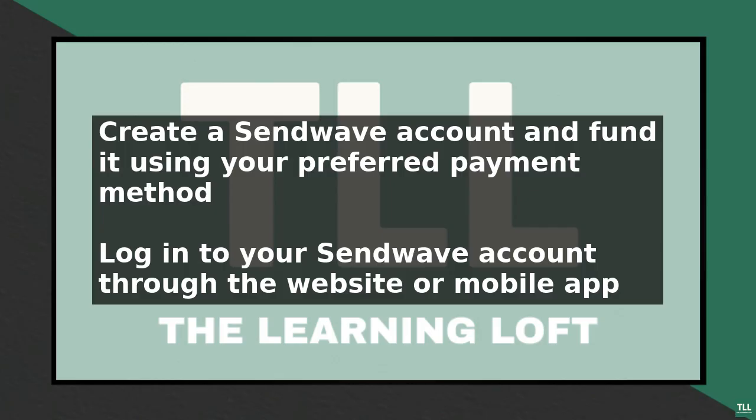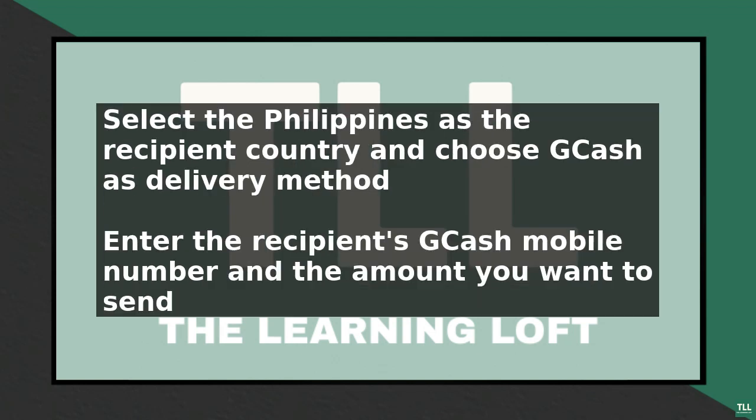Once logged in, click on the Send Money option and select the Philippines as the recipient country. Choose GCash as the delivery method and enter the recipient's GCash mobile number. The recipient must have a GCash account to receive the money.